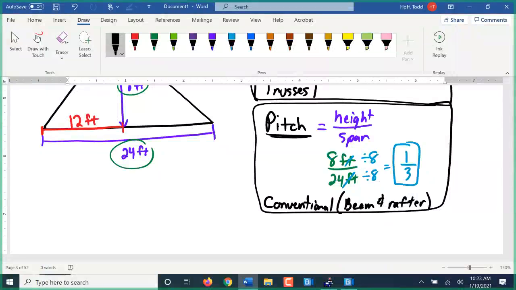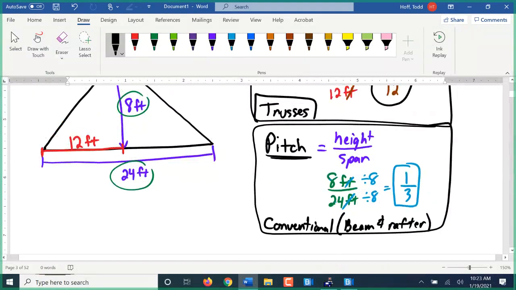I'm using a beam and rafters. The heavy timber framing is really only for specialty things now, very, very expensive structures. In fact, even many of those are going to some form of a truss anyway.